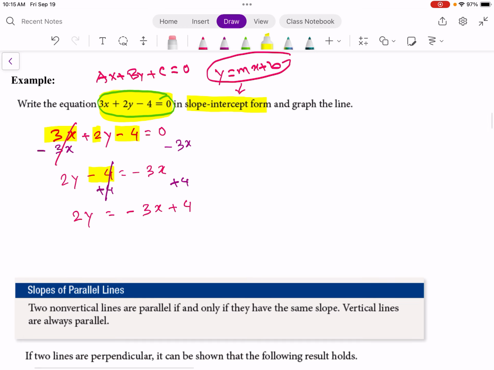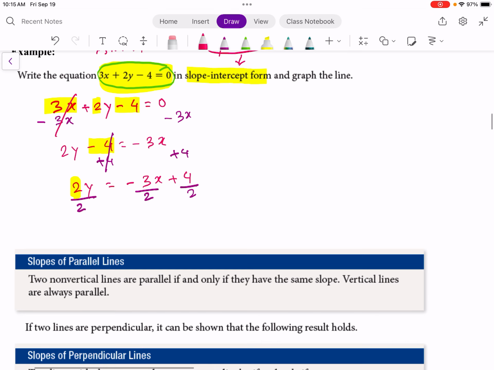Now we still have 2 as a coefficient. We need to get rid of this 2. For that, we divide each term. Make sure you are dividing each term by that 2. And we have y equals negative 3 over 2 x plus 4 divided by 2, that is 2. And this is our slope intercept form.